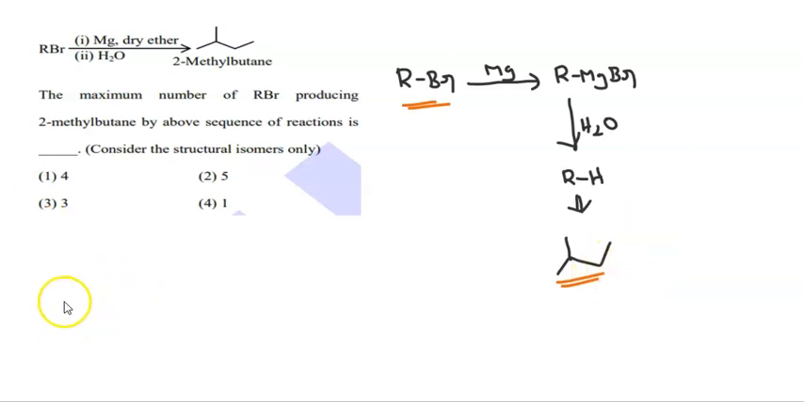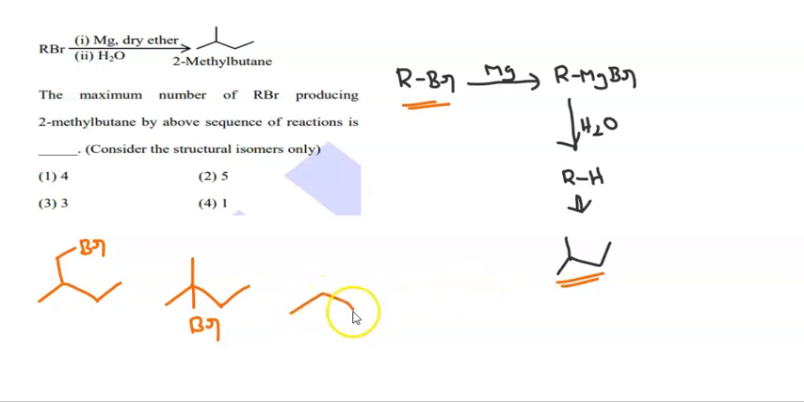So for example, if I take the compound, here I am going to take a Br, which on reacting with magnesium followed by hydrolysis, you can get this particular 2-methylbutane. And here you can take the Br. This one also can produce the same 2-methylbutane. And the next one, here it is the methyl group, here it is Br, which can also produce this 2-methylbutane.